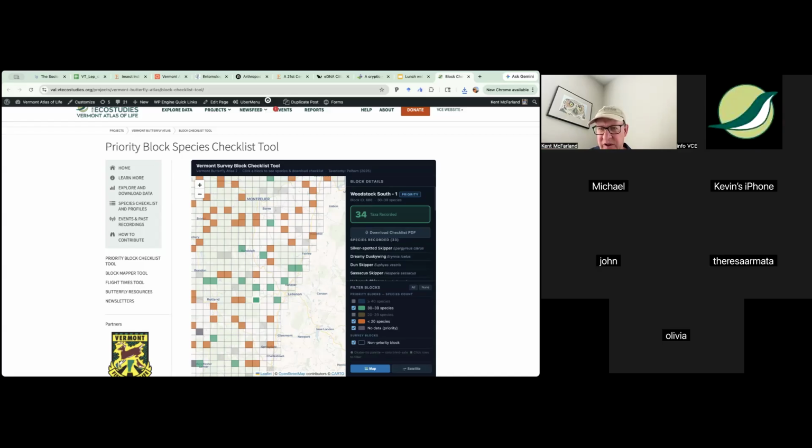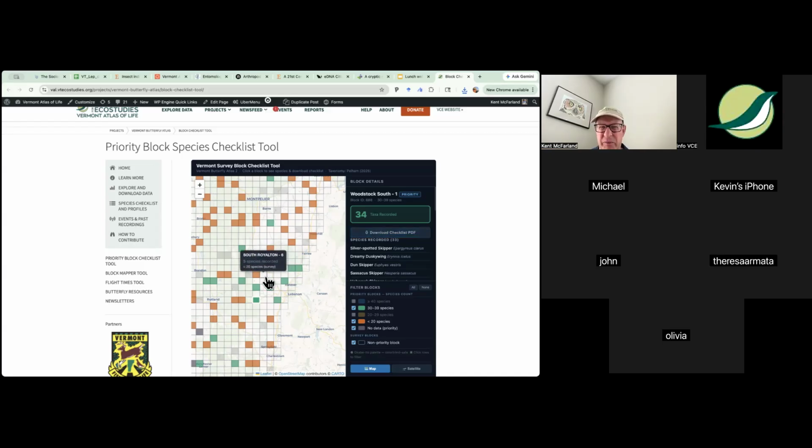Take it out in the field with you, maybe pre-study some of the species you're missing and remember, oh gosh, I'm missing black swallowtail. I can get that. I know that's going to be in so and so's garden, or I can find it in this field. So you can pre-plan by downloading that checklist on here. And you can do it for non-priority blocks too.